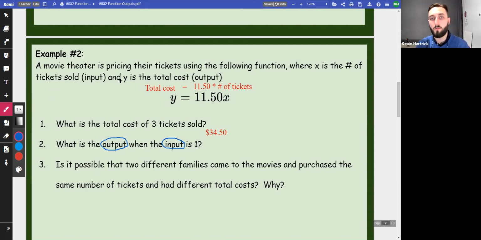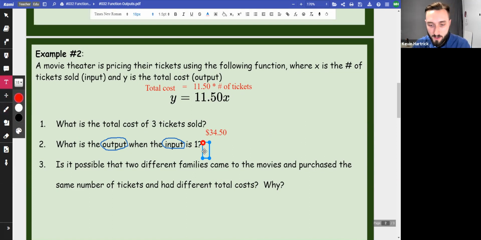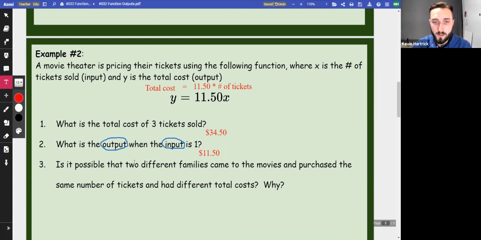So they're wondering, what is the output? That is, what is the y value? What is the y value when the input, or the x value, is 1? So they're saying the x value, which is the number of tickets, is 1. So how much is 1 ticket? We're translating number 2 into how much is 1 ticket, okay? So in math terms, what is the output when the input is 1? In this case it means how much is the total cost of 1 ticket? Well, that would be 11.50 times 1, right? And anything times 1 is itself. So that's a simple, easy one, $11.50. So you're paying $11.50 for each ticket. Just 1 ticket costs $11.50.